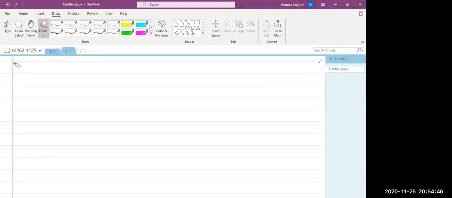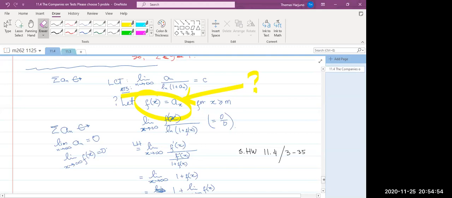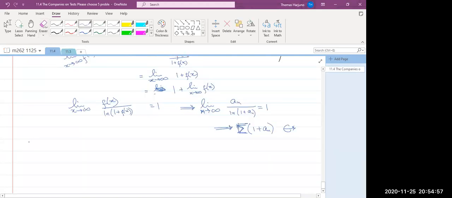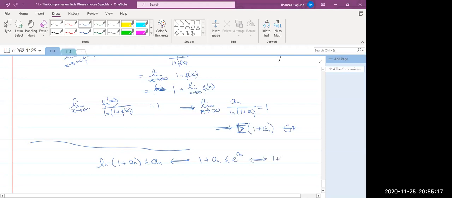Now notice that the proof that I show you earlier for that number 44, let me go back a little bit. See, if you don't stop me, I will not stop. The proof that we use in number 44, the one we claim this. This is true because 1 plus a sub n is less than e to a sub n, and that's true because 1 plus x is less than or equal to e to the x, for every x. That's why that's true.